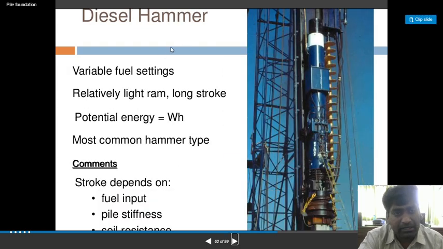This is a diesel hammer: variable fuel settings, relatively light ram, long stroke, potential energy, the most common hammer type. Comments: stroke depends on fuel input, pile stiffness and soil resistance.